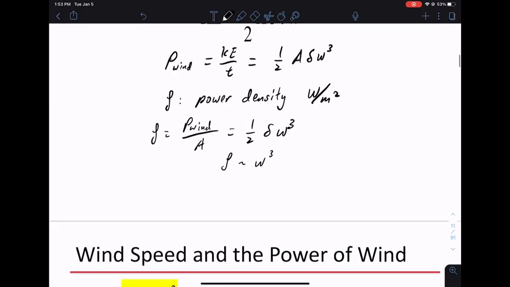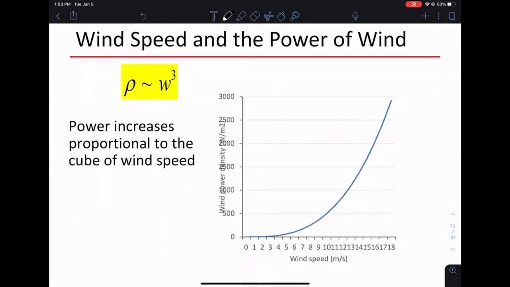So we have power density. Again, this cubic relation says the curve goes up really quickly. This cannot be emphasized enough: the power density really, really depends on the speed of the wind. So if you double the speed, it leads to eight times the power.